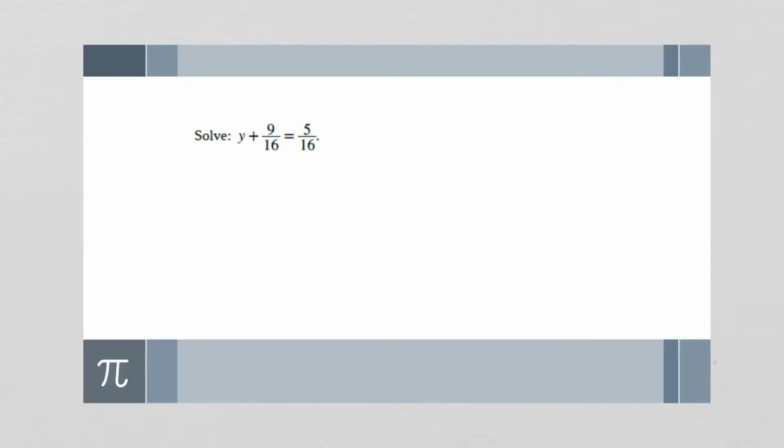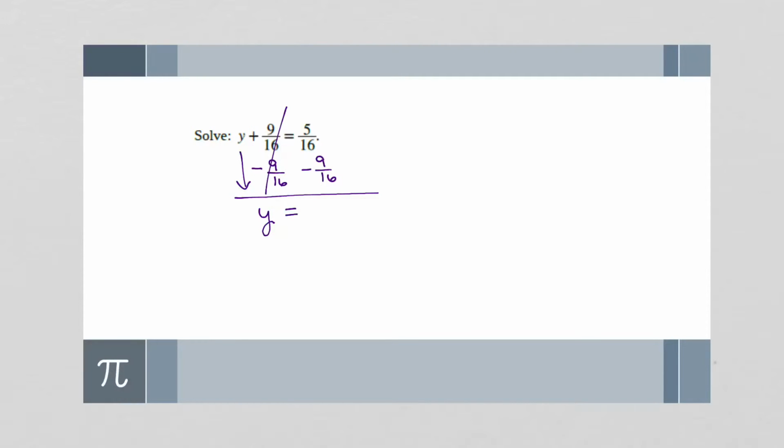Okay, on this problem right here, you look at the variable and you ask yourself what's happening to the variable. Well, I'm adding 9/16 to it. So how do you undo addition? You undo addition with subtraction. So I'm going to subtract 9/16 from both sides of that equal sign. This right here created 0. That's what we wanted. I'm bringing the y straight down.